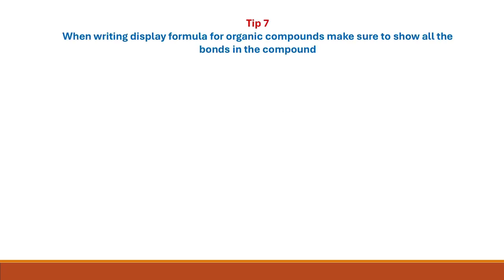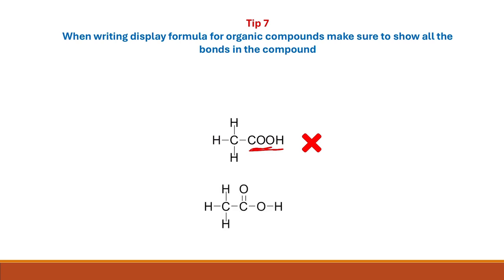Tip number 7, when writing displayed formulae for organic compounds, make sure to show all the bonds in the compound. So if they ask you to draw something like ethanoic acid, don't draw it like this. This is wrong because you're not showing the bonds here for the carboxylic acid group. Instead, draw it this way where all the bonds have been shown.